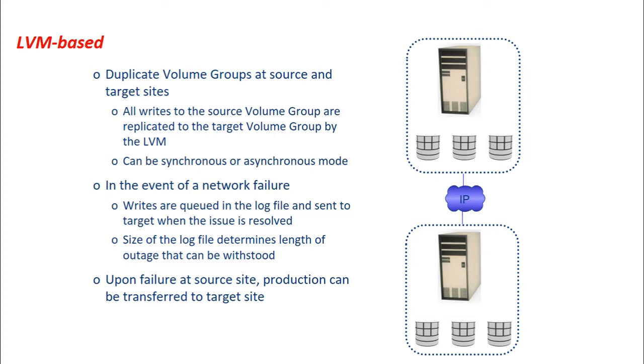After the initial synchronization, production work can be started on the volume groups and replication of data can be performed over an existing standard IP network. So after the initial synchronization is complete, production work can be started on the source volumes and replication of data can be performed over an existing standard IP network.